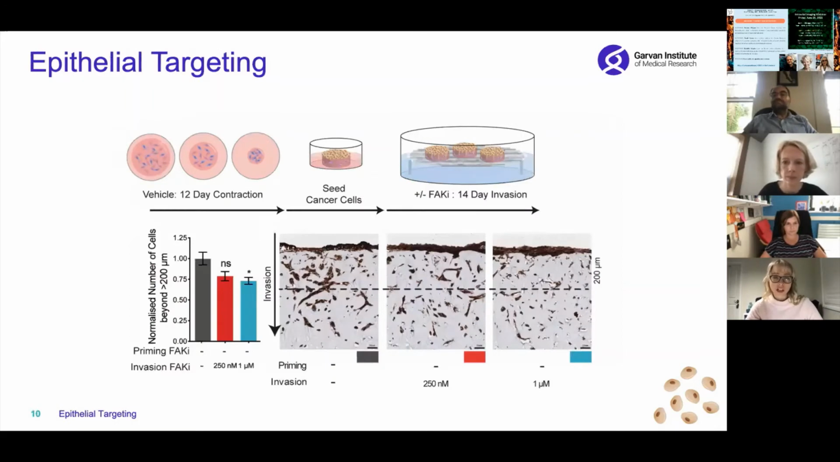So if we look at targeting only the epithelial aspect of this experiment, where we treat with our FAK inhibitors only during invasion, we can see that when we use KPC cells, the highly invasive model of pancreatic cancer, there's only a subtle reduction in cancer cell invasion.